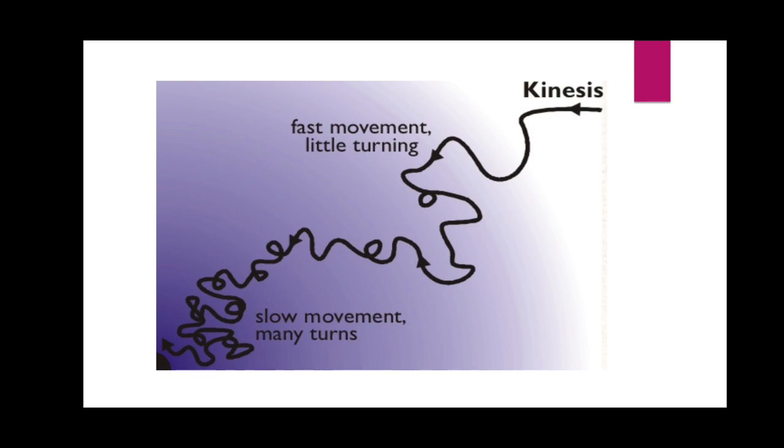So, the curve shown here is random and non-directional, and where the organism shows fast movement, little turning has been shown, and where there is slow movement, many turns have been shown. This kinesis behavior is observed in wood lice.